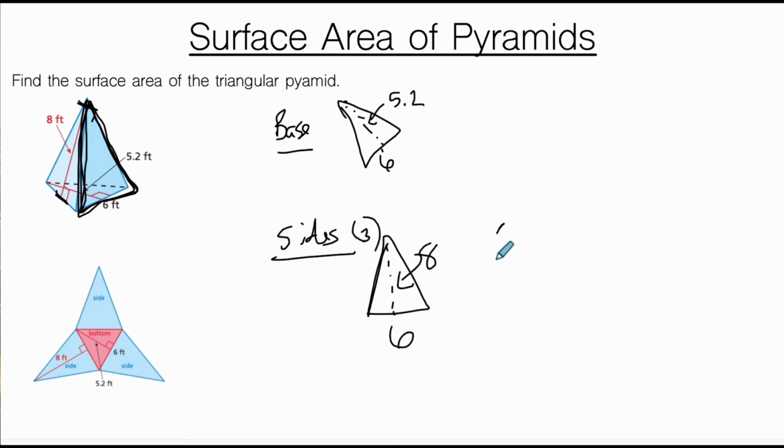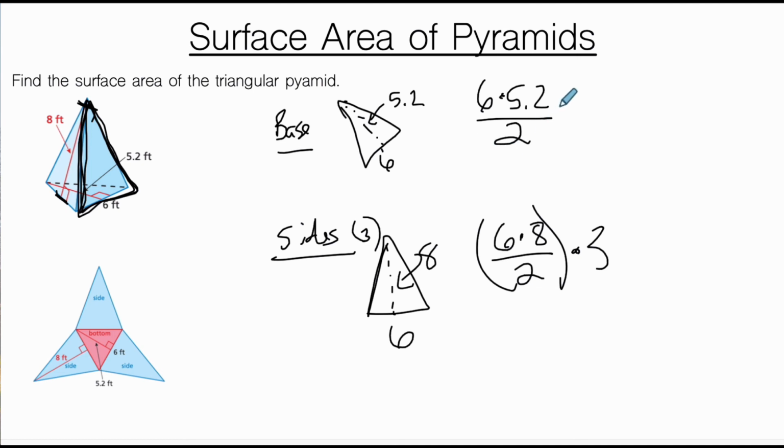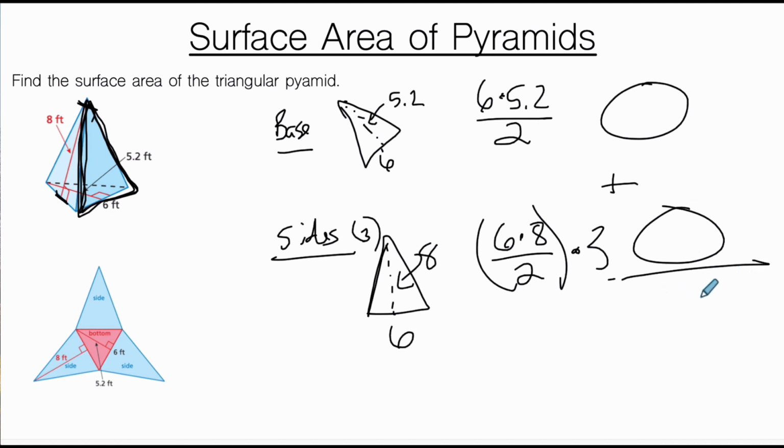So you're going to do 6 times 8 divided by 2. Remember, the area of a triangle is base times height divided by 2. But you have to triple that because there's 3 of them. And for the base, this would be base times height divided by 2. Then whatever answer you get here and here, you're going to add those 2 things together, and that would be your surface area. And that's surface area of pyramids, which is in FF19.